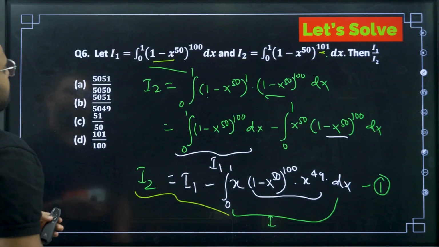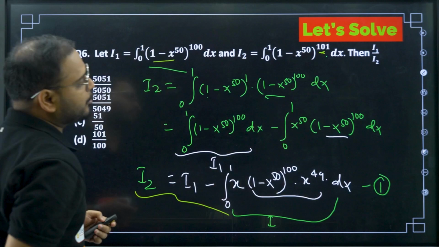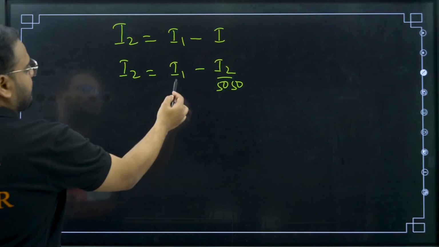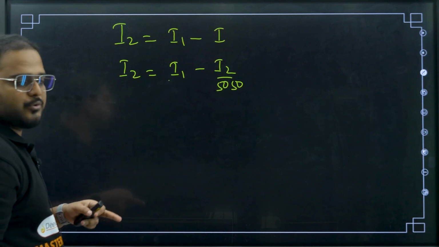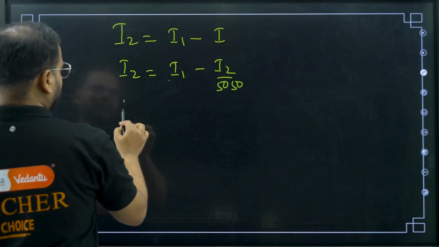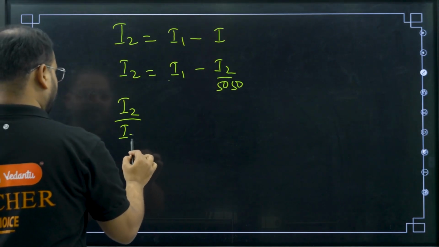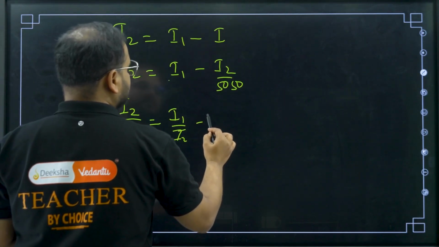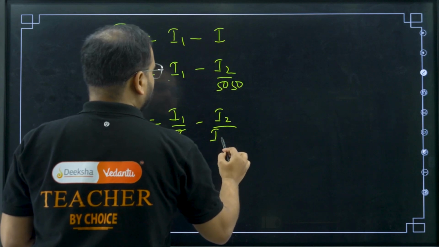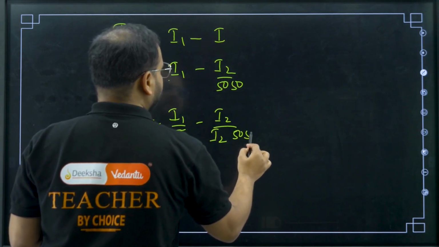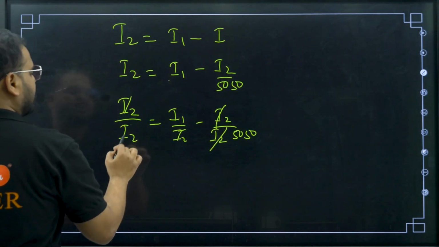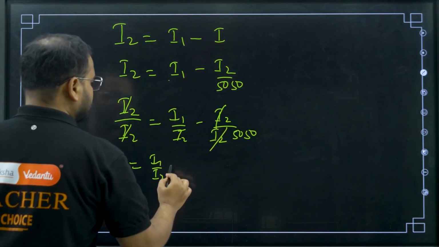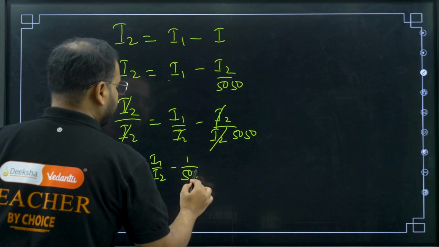Now let's read the question. It says find I1 by I2. I'm looking to find the ratio of I1 by I2. This is I1. If I divide this by I2, I'll get I1 by I2. So divide everything by I2. I get I2 by I2 equals I1 by I2 minus I2 by I2 times what? 50, 50. Cancel, cancel. What is this? 1 equals I1 by I2 minus 1 by 50, 50.